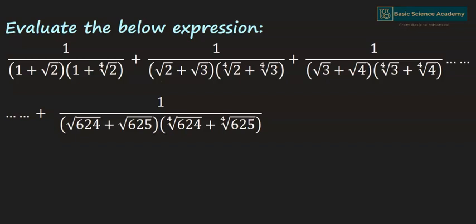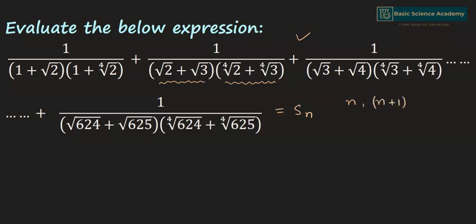In this video, we are going to evaluate this expression. Let's consider the sum of this expression as equal to Sn. The denominator of each of the terms of this expression has the sum of the square root of two consecutive numbers multiplied by the sum of the fourth root of the two consecutive numbers. Let's consider the two consecutive numbers as n and n plus 1.